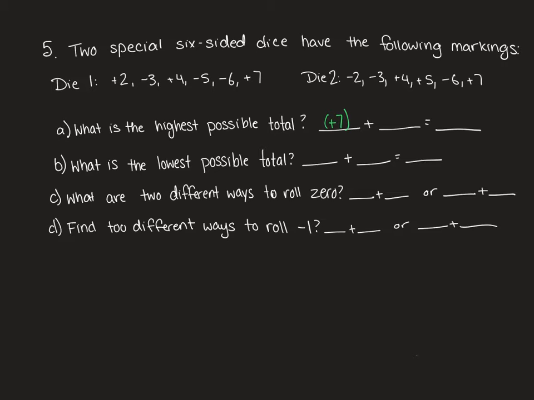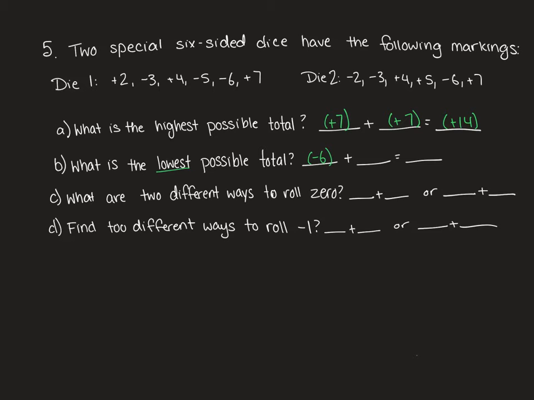And then when we look at the second die, we're looking for our highest one. So we'll look at our positives, 4, 5, and 7 again. So we'll go with the double 7s, and that will give us positive 14. Okay? When you are looking for the lowest possible total, you're going to look for the smallest number. So you'll look at the negatives. Negative 3, negative 5, negative 6. The lowest one is negative 6.